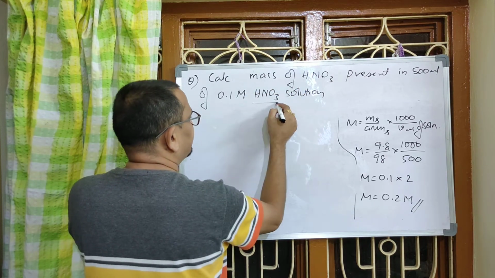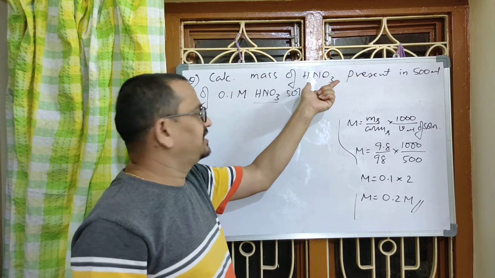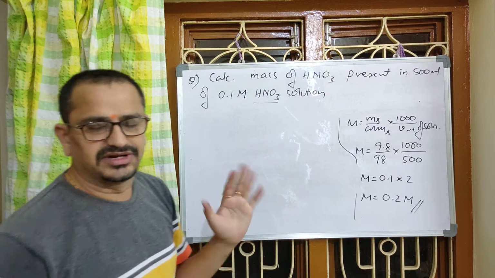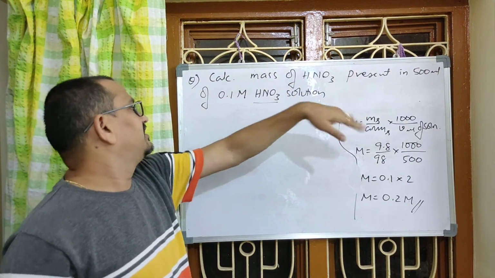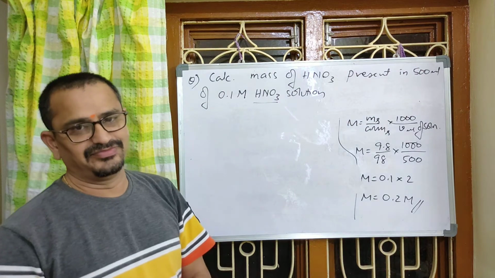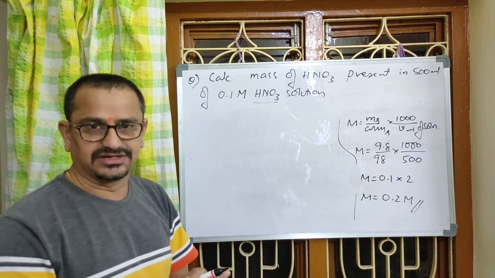Again, we need not specify HNO3 solution. When we have to determine HNO3, it means we are given with HNO3 solution, right? Okay, calculate mass of HNO3 present in 500 ml of so and so molar solution. Again, same style. Don't worry by looking at the question, right?